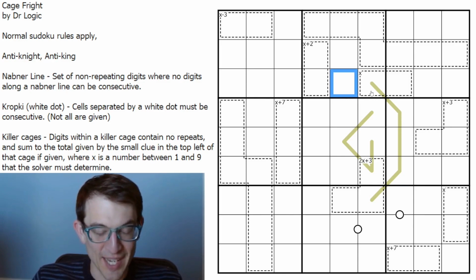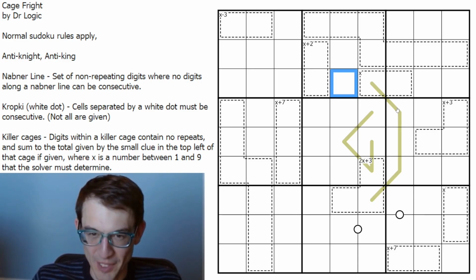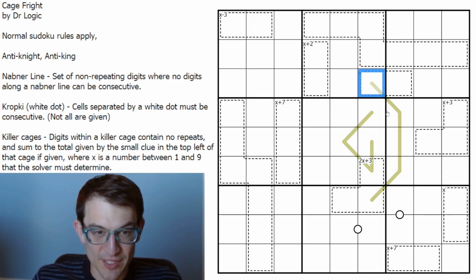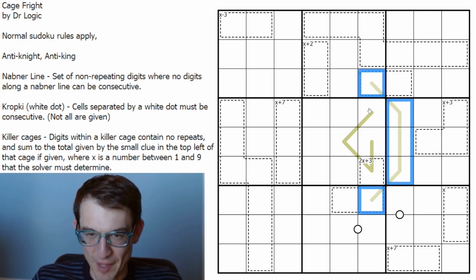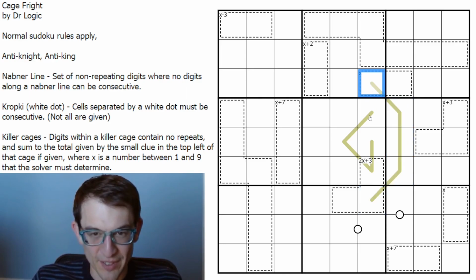My guess is we're going to end up doing some either color coding or lettering rather than numbering throughout this process. And I really like doing that, which is why I chose this puzzle. I've got Nabner lines. These came out, I think, this year sometime, and they had a little run of being very popular. I really like them.